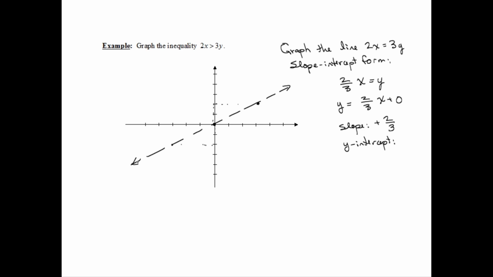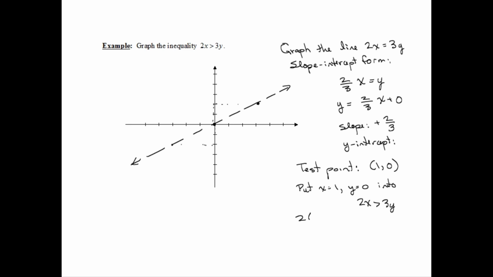Okay, so now I need to choose a test point that's not on the line. For many lines, the origin is a good test point because 0, 0 makes all the arithmetic very simple. However, here the origin is actually on my line, so I can't use that one. I'm going to use instead something that's also pretty simple. Let's use 1, 0. So now we're going to put our x equals 1, y equals 0 into our original inequality, which is 2x greater than 3y.